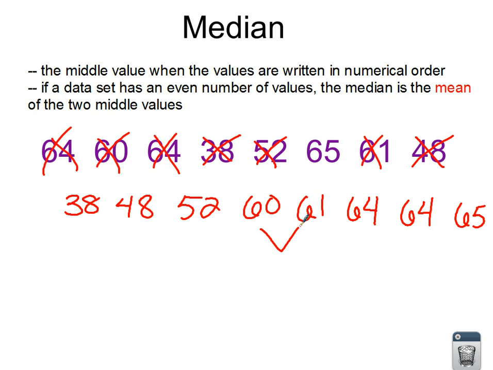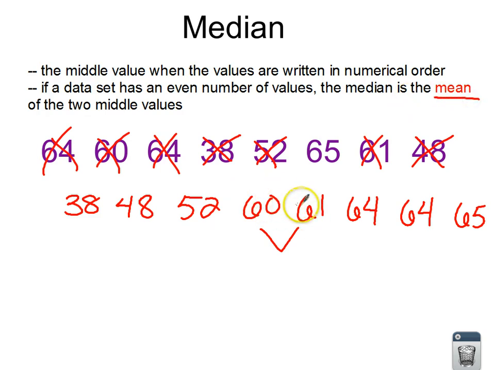If it has 2 numbers in the middle, that's an even amount of numbers. We have to find the mean of those two middle values. So basically we're finding the halfway point between that 60 and 61. Now, a couple ways you could do that. You could add them up and divide by 2, because there are two inputs and we're finding the mean.